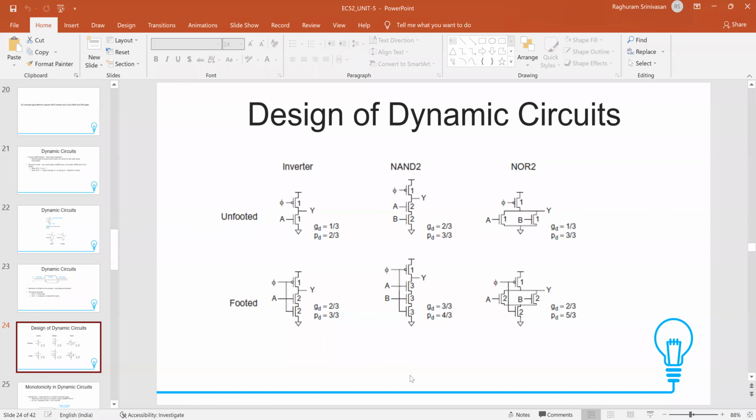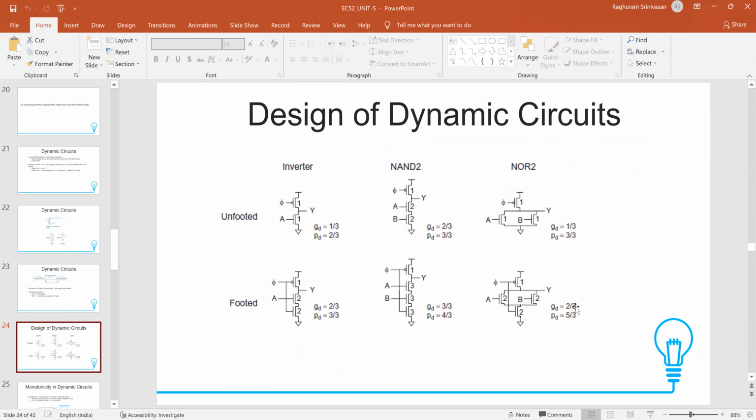Logical effort calculation is also very simple. In all of these cases, the equivalent inverter is 2 and 1, and you just have to see what the input capacitance is. In this case, it is 2 by 3. In this case, it is 3 by 3. In this case, it is 2, so 2 by 3. So it is much simpler, but the operation is a little bit more complex. We cannot just give the input and expect the output. We have to give the input, pre-charge the output node, and only in the evaluate phase should we observe the outputs. So this is the design of dynamic circuits.